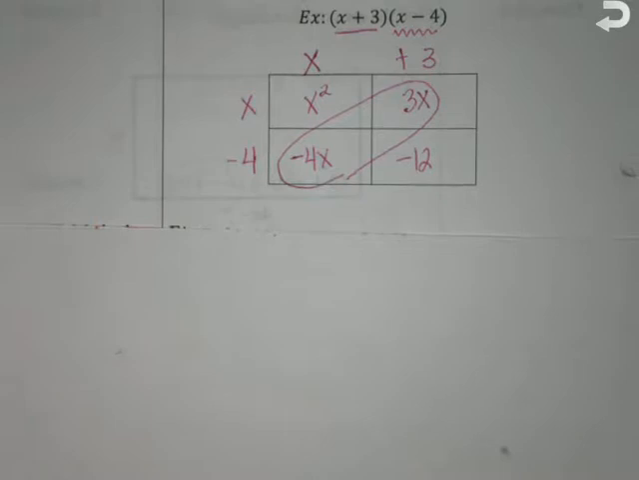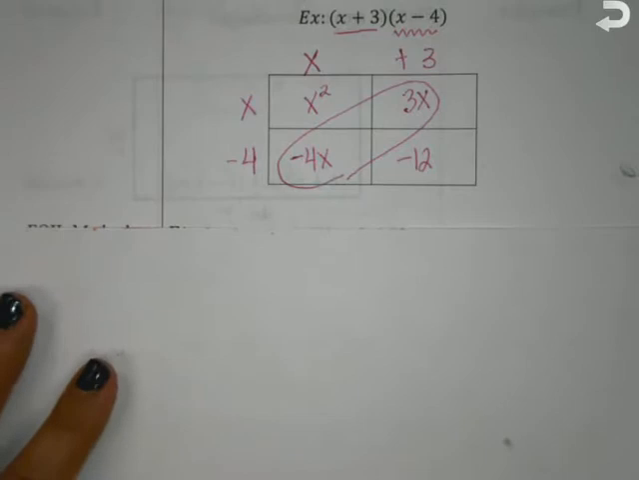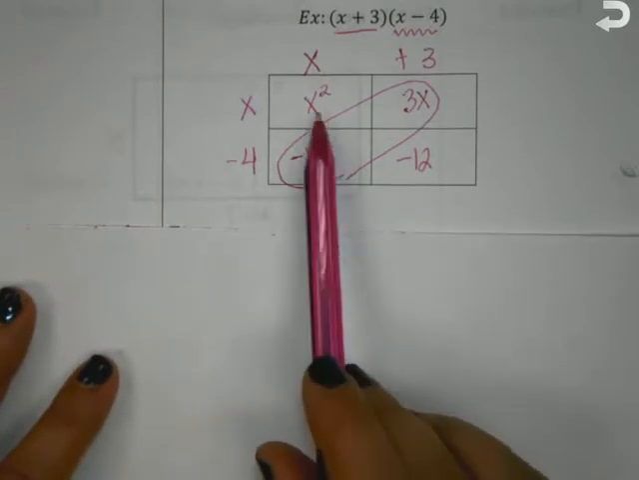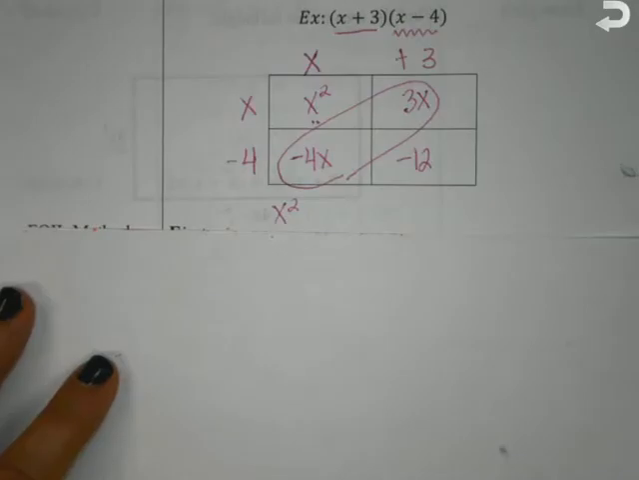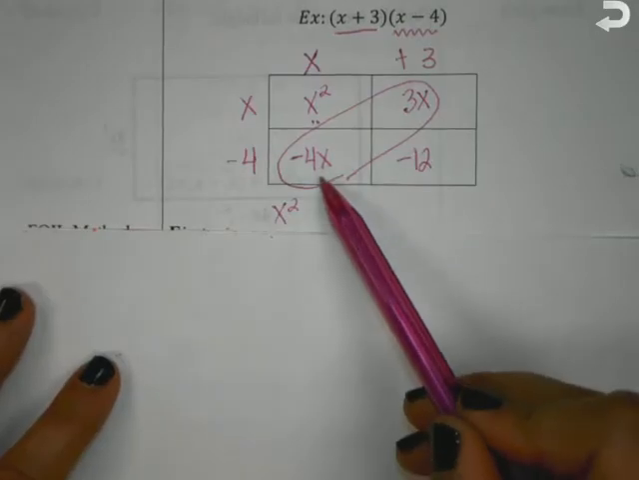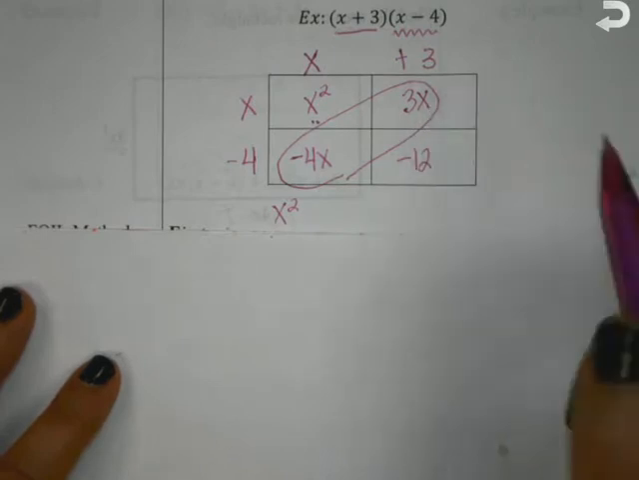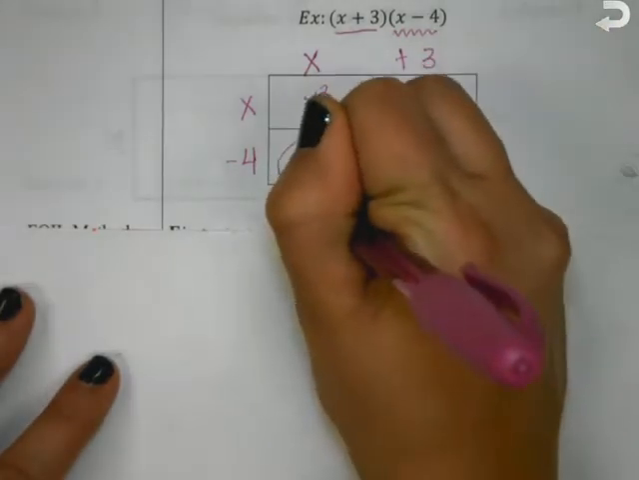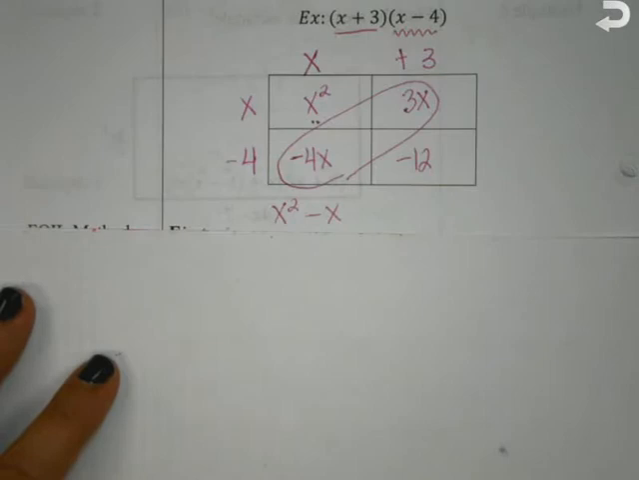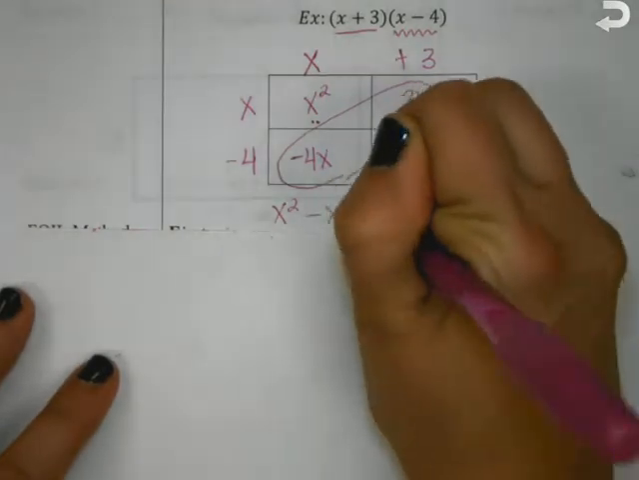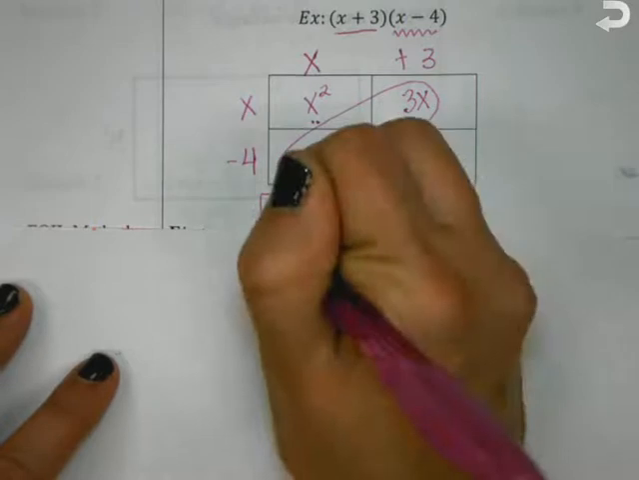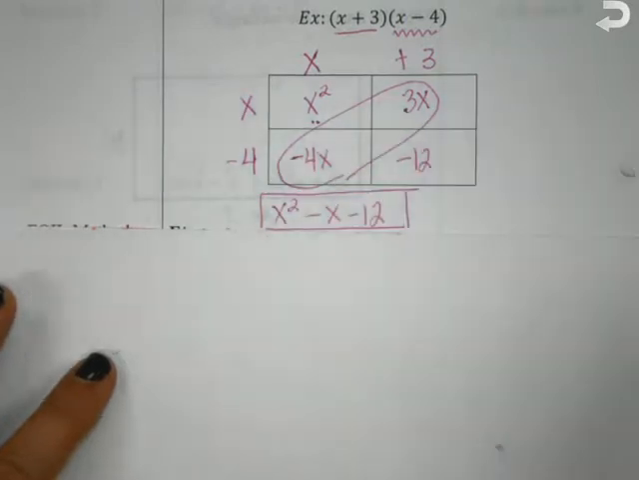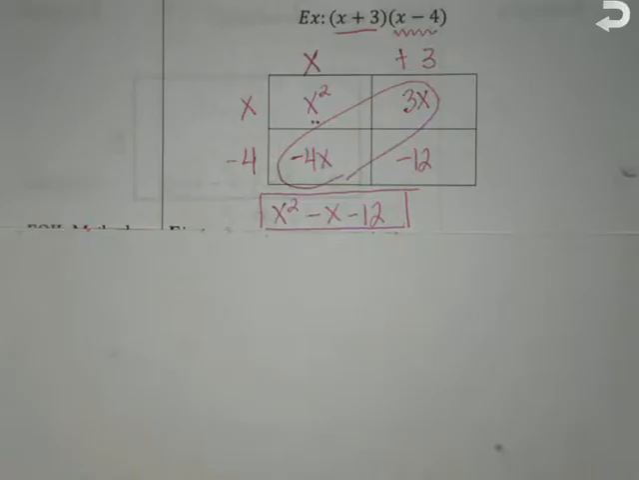And then step 4 is we put our terms in descending order. So which one is the biggest term? X squared. So that's x squared. Negative 4x plus 3x gives me negative 1x. Minus 12. And that's your answer. We just multiplied the two binomials together.